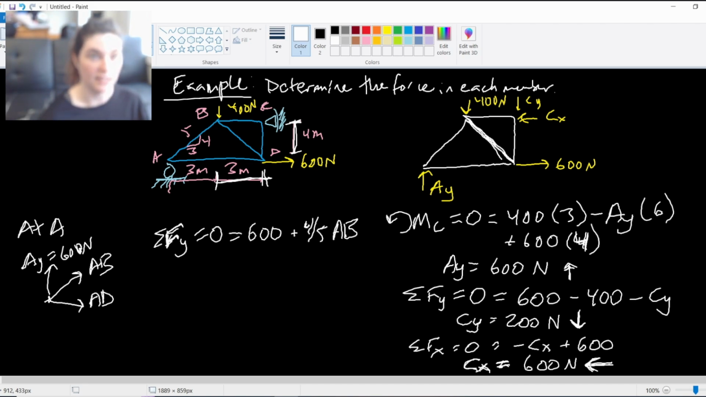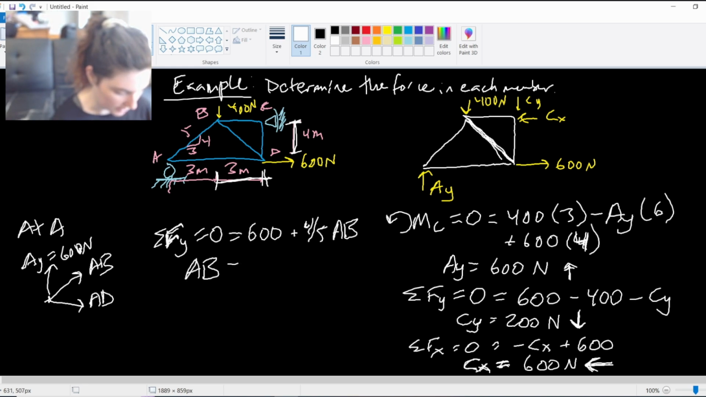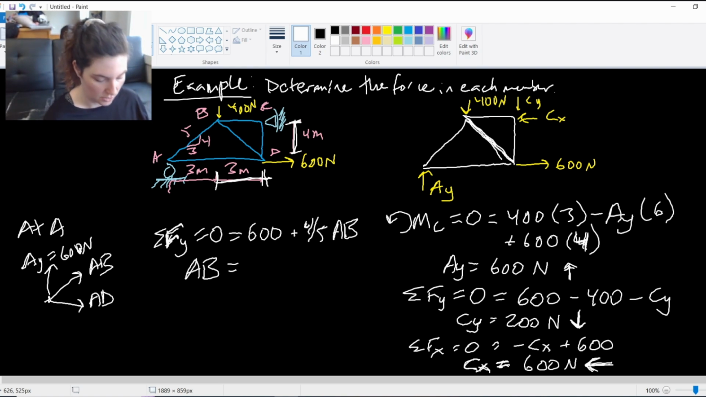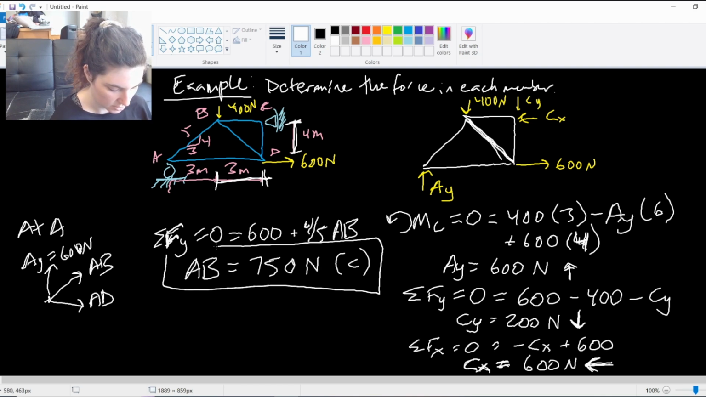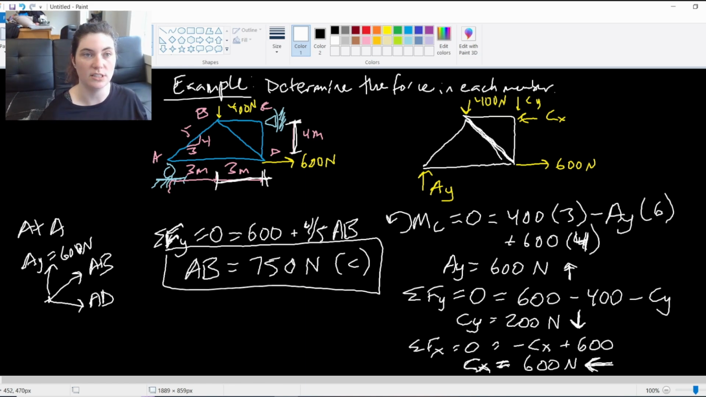So here I can see that, again, my direction is assumed wrong. I assumed it was in tension, but actually, I get a negative number for AB. I get negative 750. Which means when I write this, what I want to write is 750 newtons in compression. So that's 1 down, 4 more members to go.